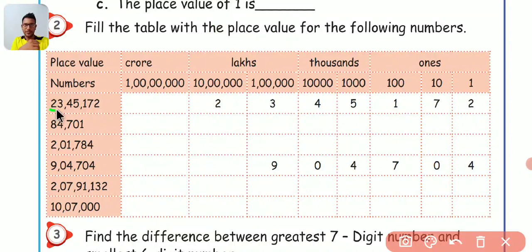The place value of 2 is, what is the first place? Ones, tens, hundreds, thousands, 10,000, lakh, 10 lakh. So where is 10 lakh? Here, 10 lakh. So they are writing the number 2. Okay, then 3. After writing 2, you have to write the 3, third one. 3 is in which place? Lakh place.